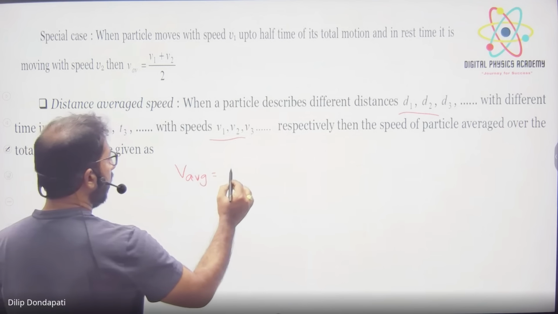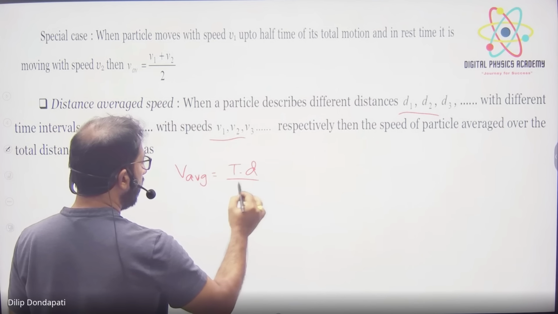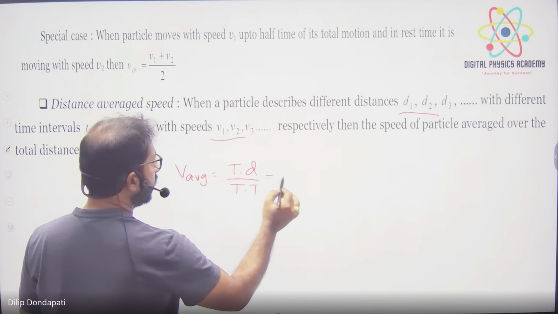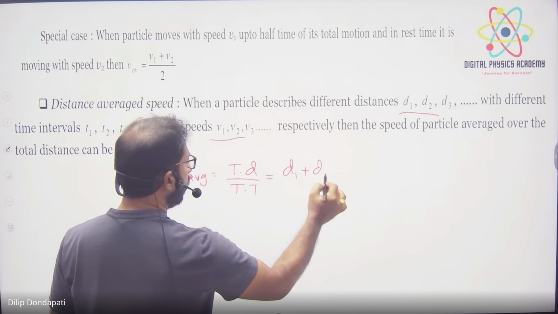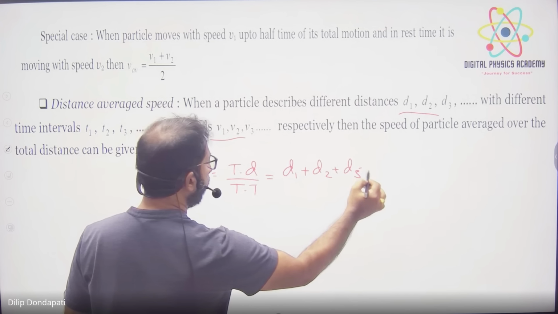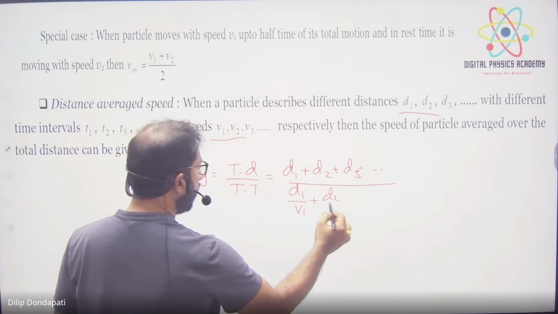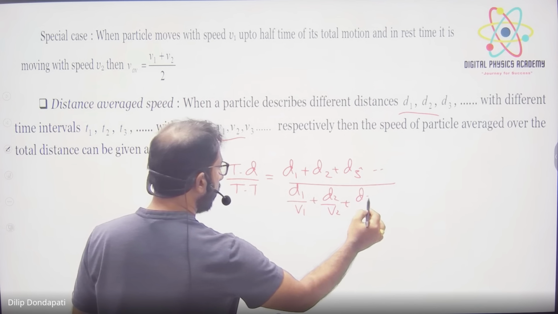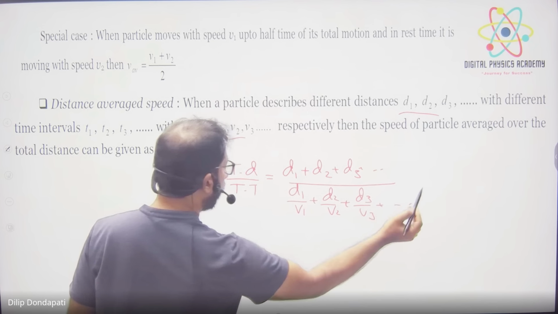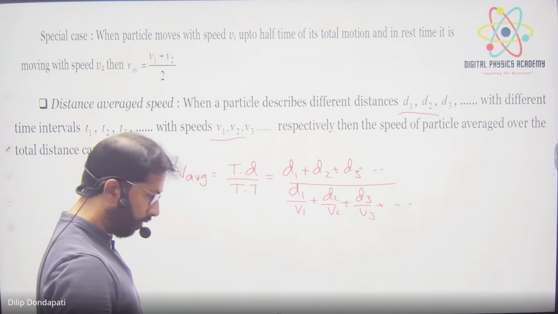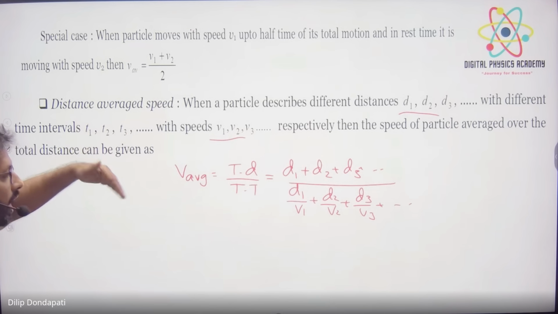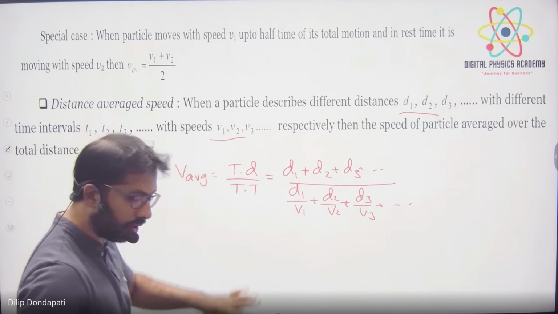Now tell me the basic definition: total distance by total time taken, right? So total distance is d1 plus d2 plus d3 and so on, by total time taken, which is distance by speed: d1 by v1 plus d2 by v2 plus d3 by v3 and so on. Copy down. These are sub cases based on the average speed. We'll complete the questions of this in the next class.